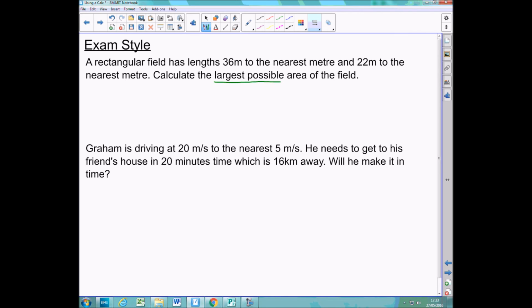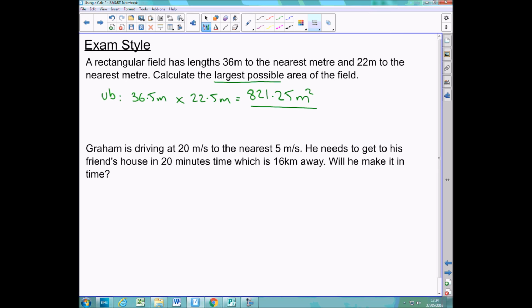So we start with the upper bound of the two lengths. So the upper bound of the first length, 36 meters to the nearest meter, is 36.5 meters. And then the upper bound of the second length is 22.5 meters. So to find the upper bound of both of these, I just need to times them. And I get an answer of 821.25 meters squared.